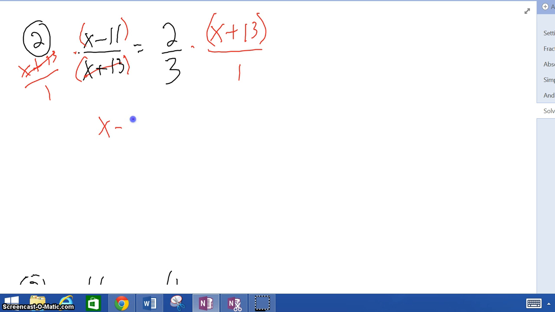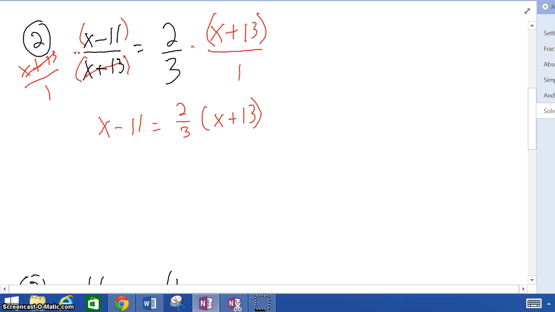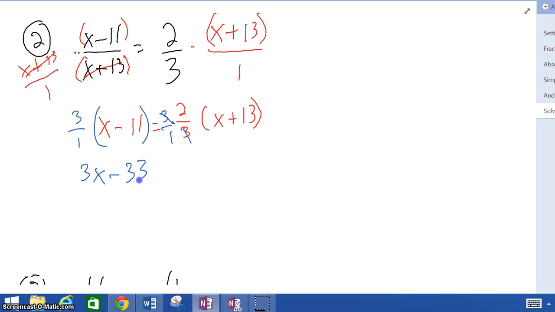On the left I have x minus 11. On the right I have 2/3 times x plus 13. Now, you probably don't like that so much. I can also multiply by 3/1 to get rid of that fraction. Notice that I'm adding parentheses because it's this entire side that's getting multiplied by 3. That really is 3x minus 33. On the right side, we really have 2x plus 26.